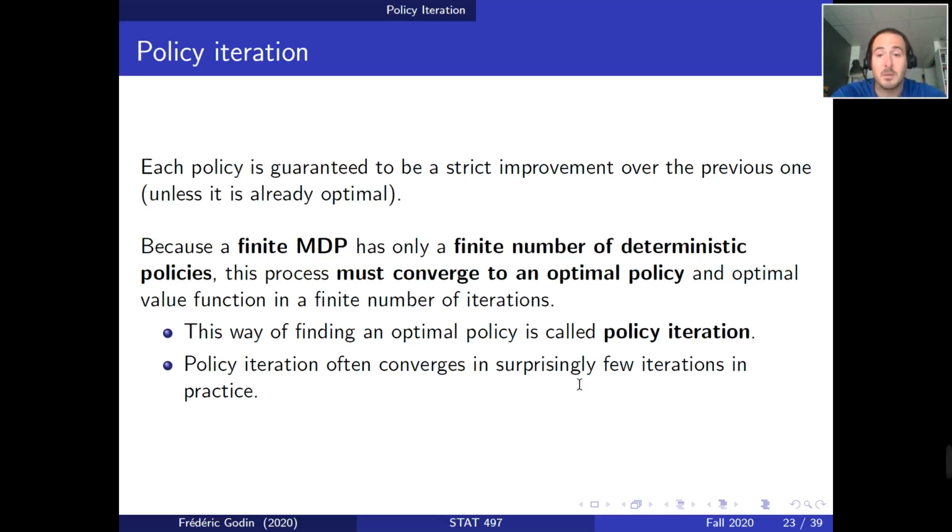For some problems, policy iteration can converge surprisingly fast to the optimal policy. You might think it would take a lot of time to converge, but for some problems it can be surprising how fast this converges. But again, this is very dependent on the problem. For some other problems, it might take a lot of time to converge.